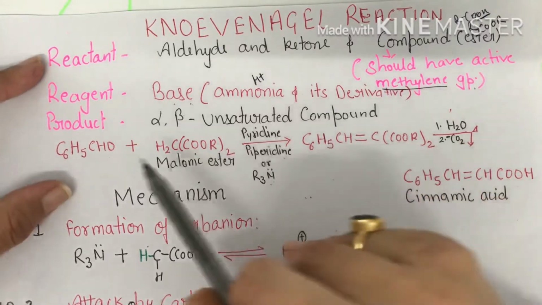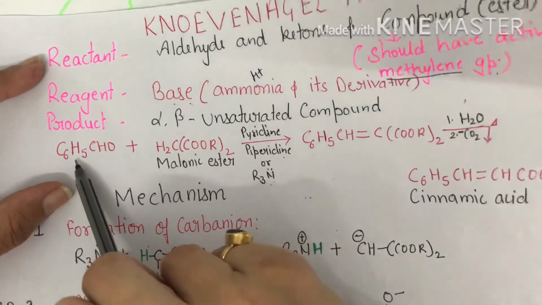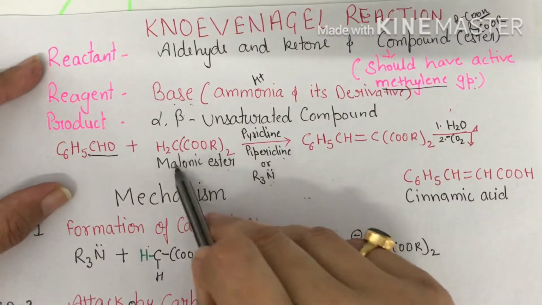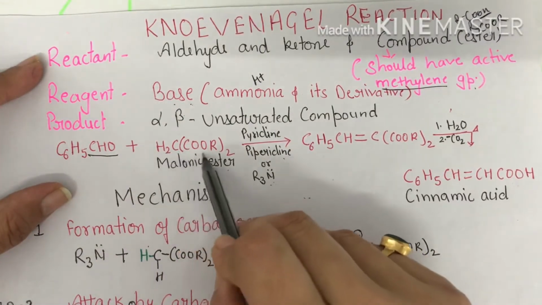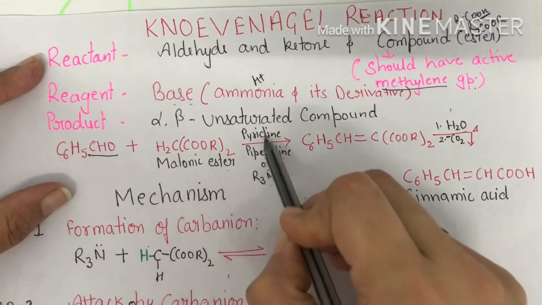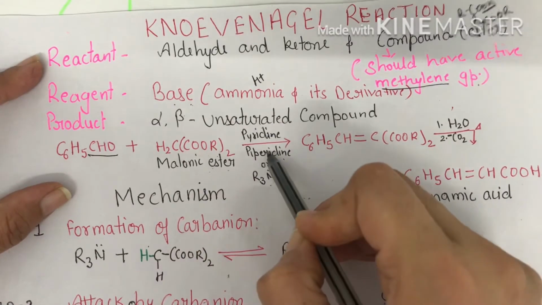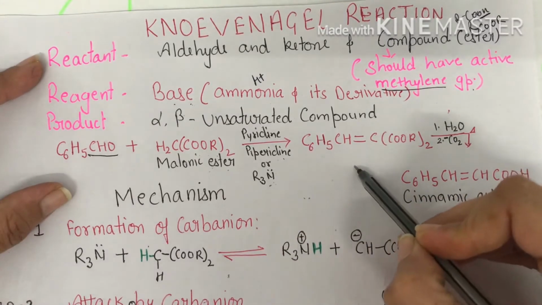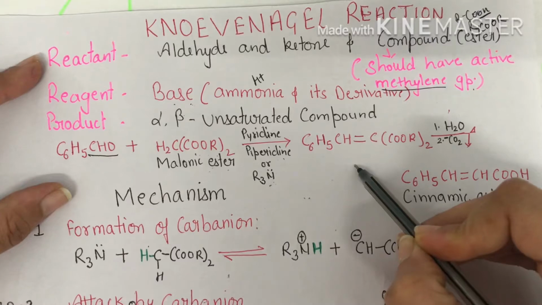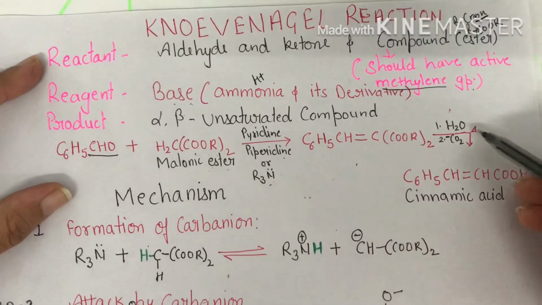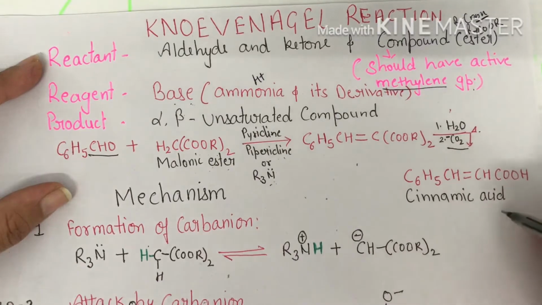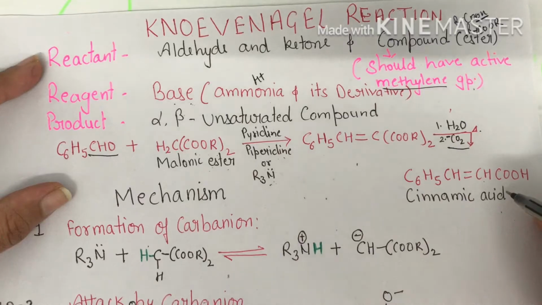Let's see the reaction. Here we have benzaldehyde, that is aldehyde, and an ester, malonic ester, CH2(COOR) whole twice, in the presence of base, pyridine, piperidine or tertiary amine. It gives a substituted unsaturated ester, or subsequently on heating and removal of CO2, it gives alpha beta unsaturated acid. This is Knoevenagel reaction.